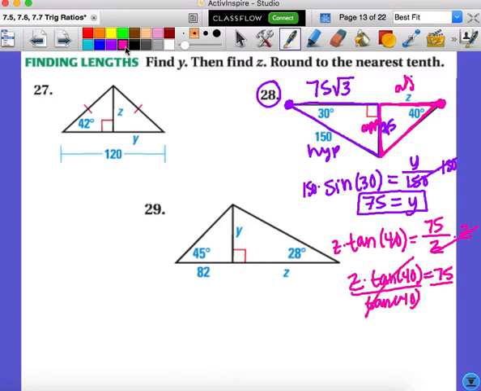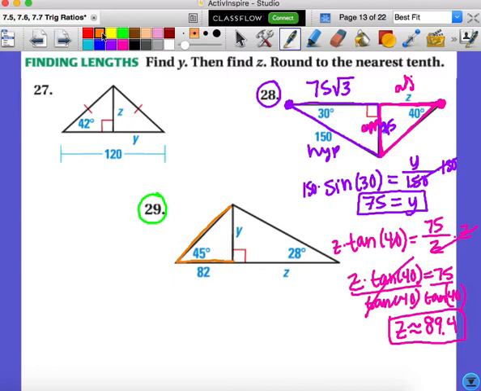It's going to cancel out. And I'm going to take 75 divided by the tangent of 40 to end up with z being approximately 89.4. At this point, we've given the value for both variables, and we've got our final answer. I would recommend that you try number 29 on your own, and then come back to check.